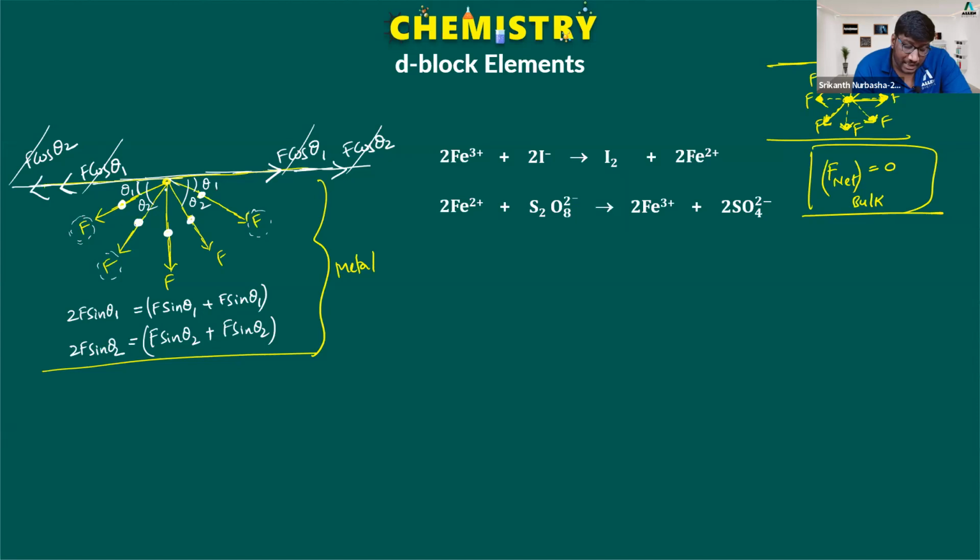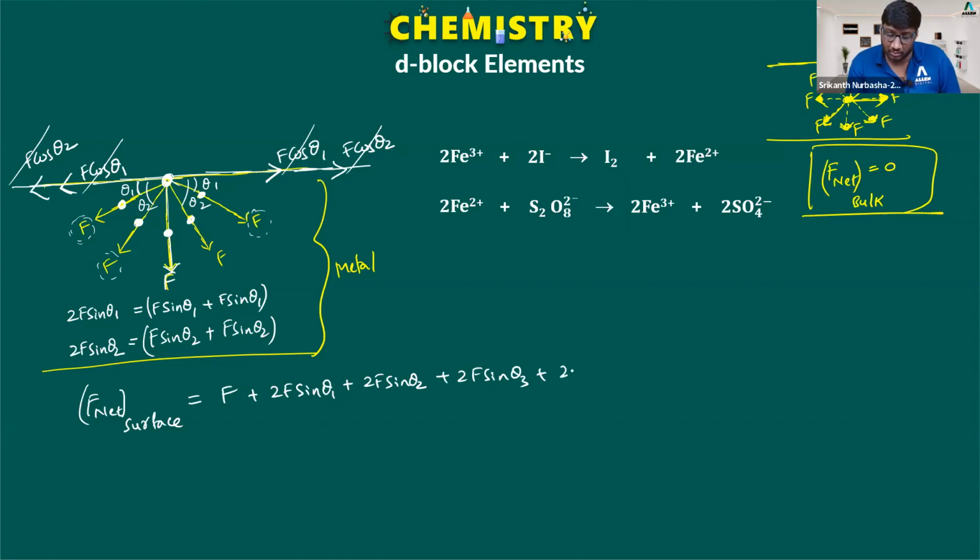And I do have a particle exactly below that surface particle, so it will have a force of F. If you consider any surface particle, it will have no horizontal force, because all those horizontal components are getting cancelled out. It has some net downward force. What is the net downward force? F net on the surface particle can be F plus 2F sin θ1 plus 2F sin θ2 plus 2F sin θ3, because at θ3 also I can have a particle, plus 2F sin θ4 and so on.